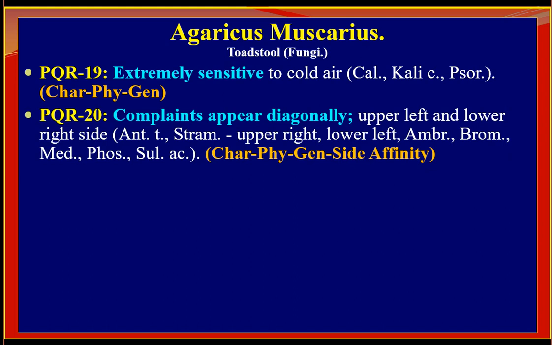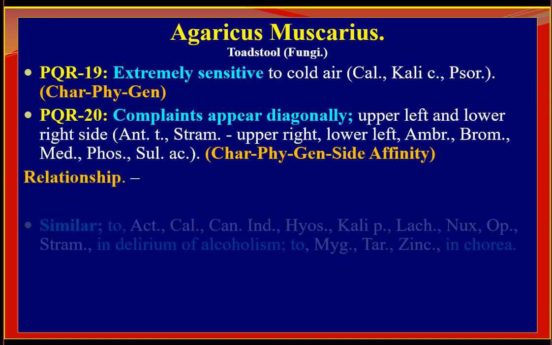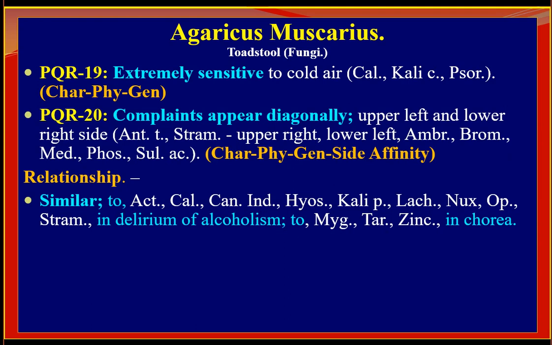However, upper right and lower left is affected in ambra, bromium, medorrhinum, phosphorus, sulfuric acid. So this symptom is very peculiar, and in relationship we find remedies similar to Actaea, Calcarea, Cannabis indica, Hyoscyamus, Calcarea phos, Lachesis, Nux, opium, and Stramonium.